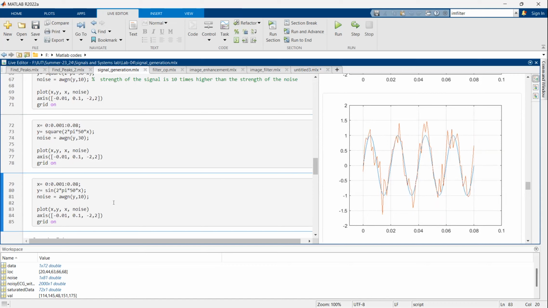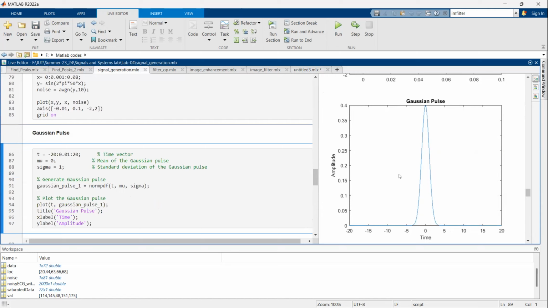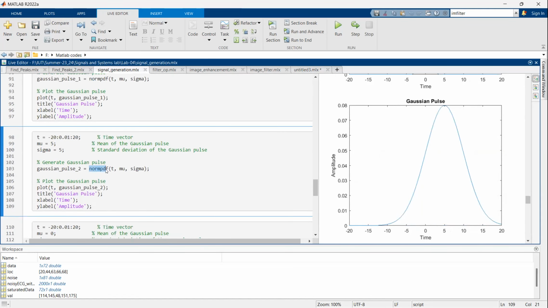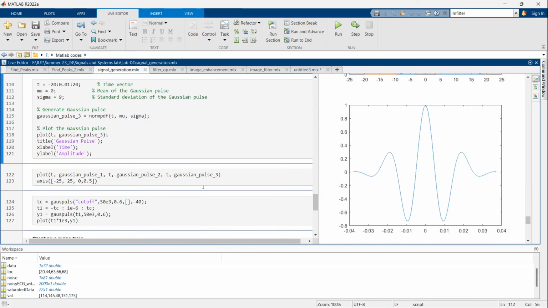See, in a sinusoid wave, if I add noise like this with an SNR of 10, you can see this sinusoid wave is deviated from its original shape. You can also create a Gaussian pulse here. There is a normal PDF. Using this, you can create a Gaussian pulse. There are two parameters in the Gaussian pulse, the mean value and the standard deviation. Changing the mean value and standard deviation, your Gaussian pulse will shift left or right, and the range will change like this.